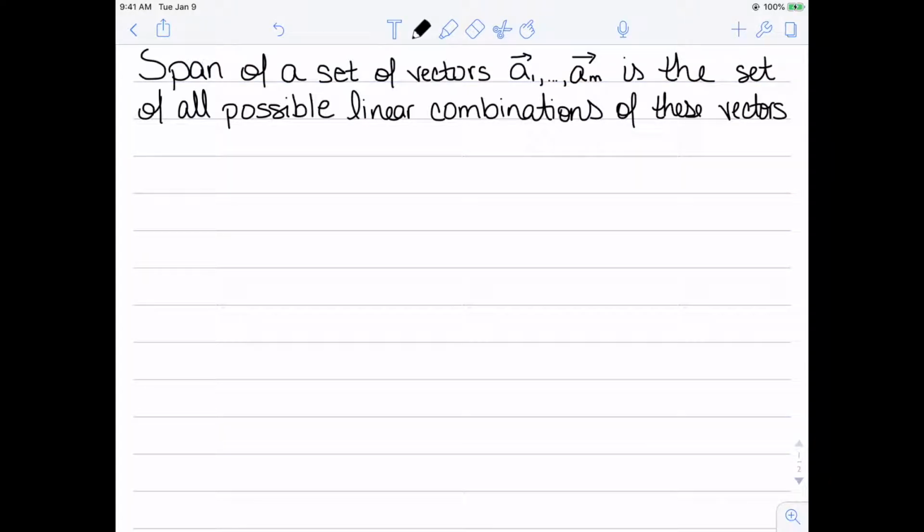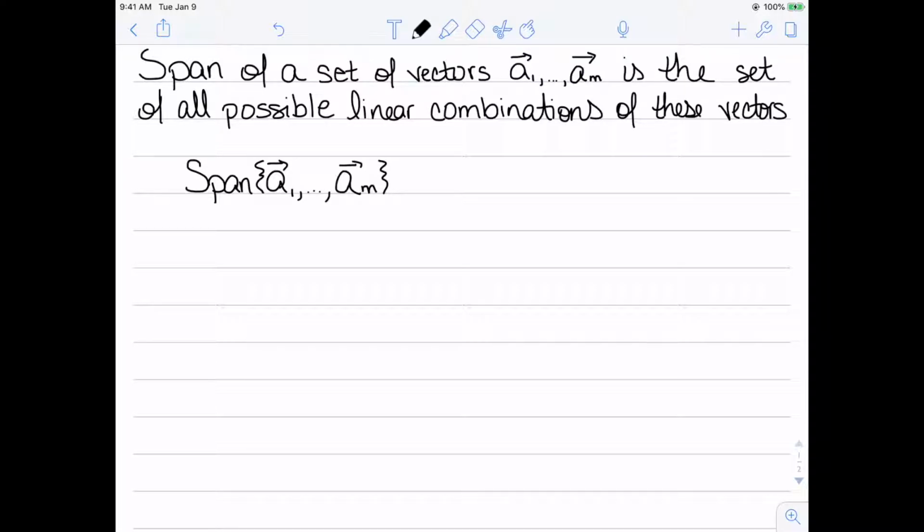Now that we have the idea of a linear combination, we want to look at all of the possible linear combinations once I have a set of vectors. So the span of a set of vectors a1 through am is the set of all of the possible linear combinations of these vectors. And this is how it's denoted, the span of a1 through am. Like I said, these are all the possible linear combinations.